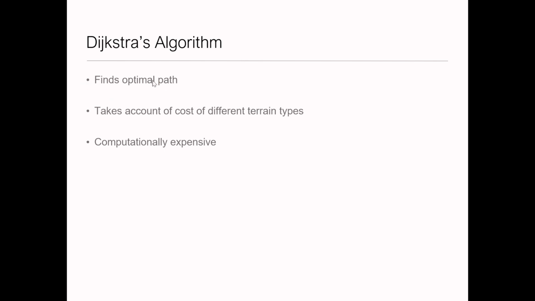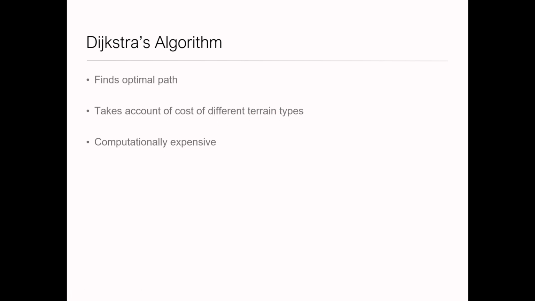Okay, so Dijkstra's algorithm will find an optimal path. That is, it finds a path having the lowest cost. So it's guaranteed to find an optimal path. Dijkstra's algorithm can account for different types of terrain. All that means is that when you move from one point to another point, it can have a variable cost, whatever units your cost is in. Moving from A to B costs, say, one. Moving from A to C costs 12. And so Dijkstra's algorithm can handle those types of situations.